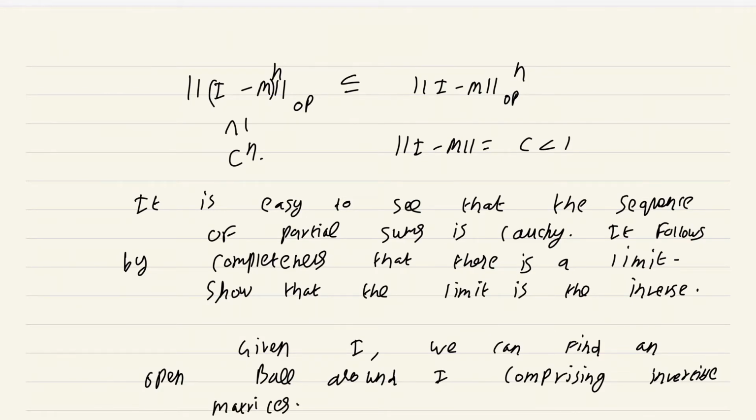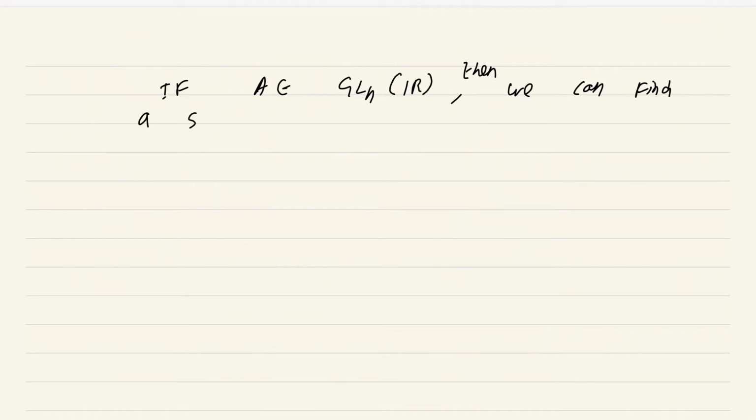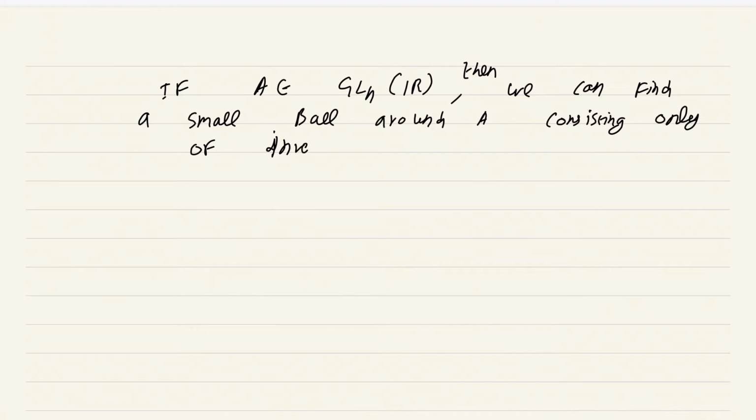Okay. Now use this to show that if A is in GL_n(R), we can find a small ball around A consisting only of invertible matrices. Okay, this is also left as an exercise for you. So these were just some preliminaries about the inversion map.